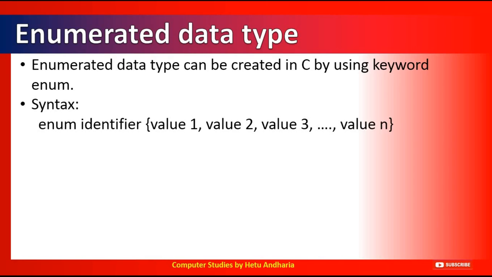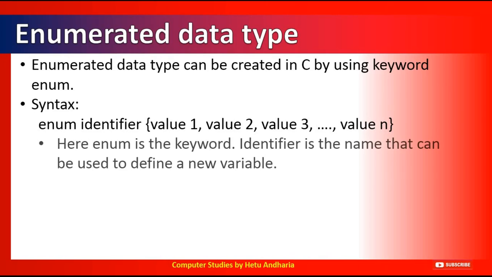Syntax is enum, identifier, then curly brackets, then whatever value you want to give, value 1, value 2, value 3, any value till value n, whatever you want to give, that value you can give. Here enum is the keyword. Try to understand, enum is the keyword.